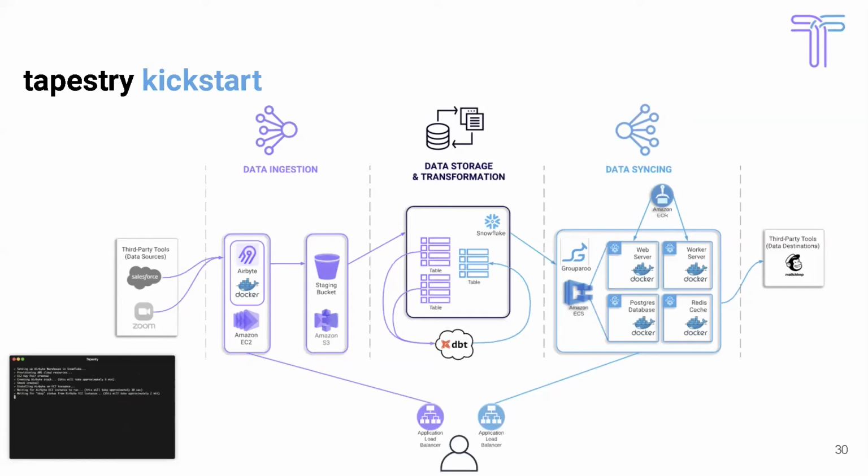synced to MailChimp. To complete the pipeline, Kickstart creates another CloudFormation stack, this time spinning up various AWS resources for your syncing tool, such as an Elastic Container Services cluster, which is used to properly run your syncing tool's application, and another application load balancer to route network traffic to your cluster.